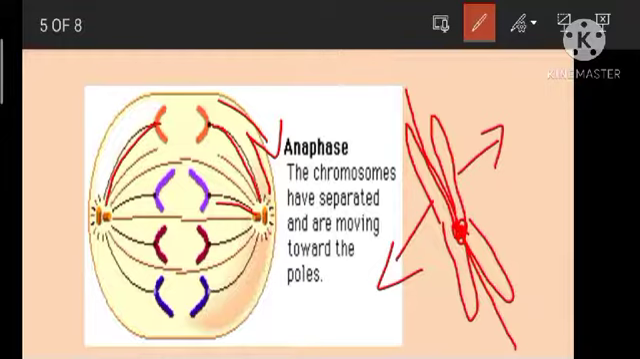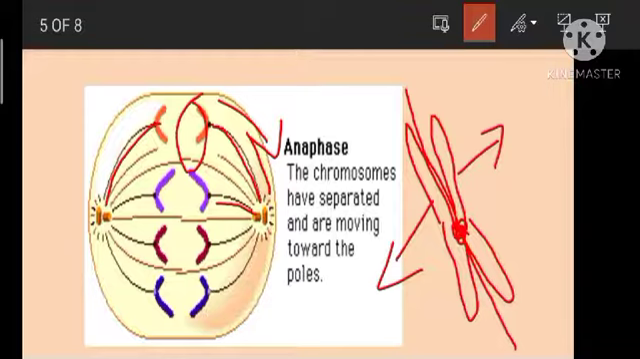You can see the centromere will be facing towards the poles and the arms, this is the arm of the chromatid, will be trailing behind. Okay, so like this, the chromatids will be pulled towards the opposite pole, and now the daughter chromosomes will be reaching the poles. Okay, so the number of chromosomes is not getting changed here. The same number of chromosomes is remaining on both the sides, isn't it?